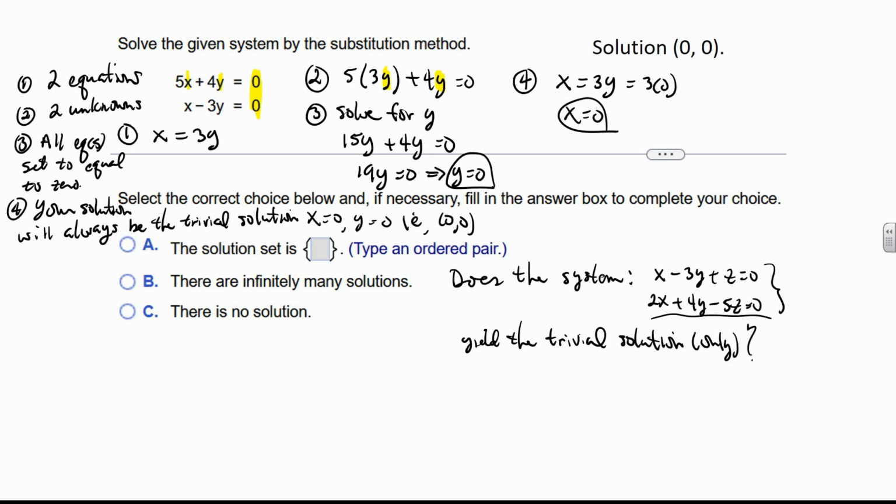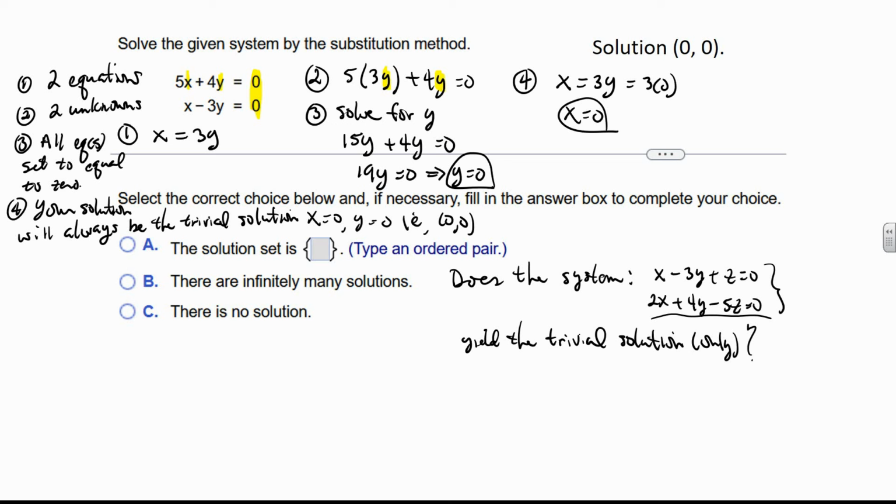But I'm telling you, the insight is if I have a system of equations, each equation set equal to 0, and the number of unknowns equals the number of equations, then automatically the solution will always be trivial. So my question down here is, does this system of x minus 3y plus z equals 0, 2x plus 4y minus 5z equals 0, yield the trivial solution?